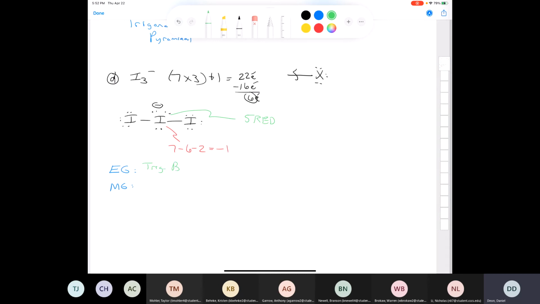Trigonal bipyramidal. But my molecular geometry is going to be linear. And so there's nothing wrong with the shape that I've drawn. I can just add some dashes and wedges in.